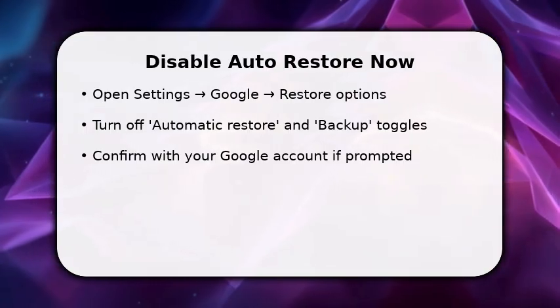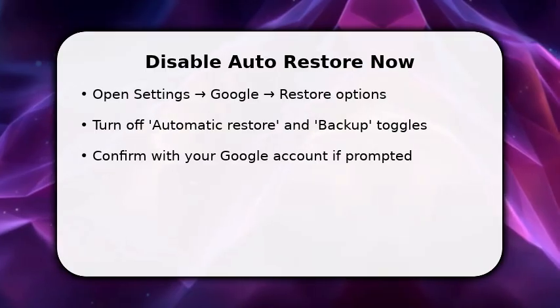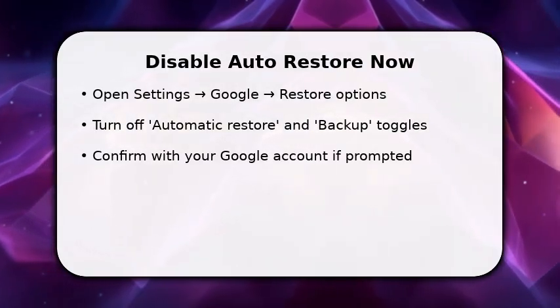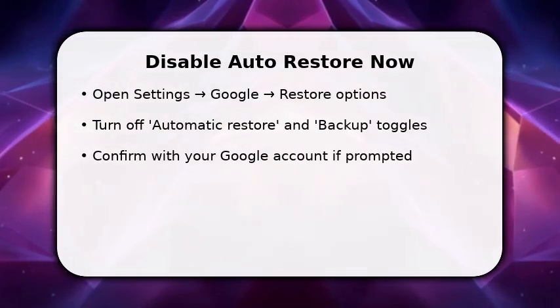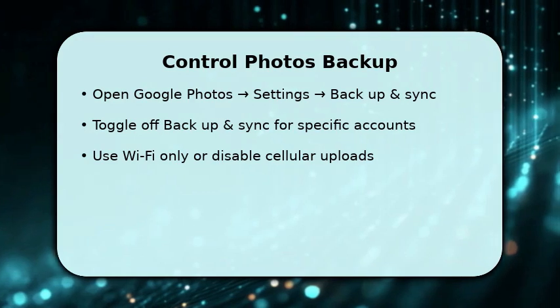Once done, make sure you sign out of any secondary Google accounts that might re-enable restoring. You'll want to leave local backups intact if you rely on them, but this step stops the automatic cloud restore flow immediately. Next, take control of photo syncing so items don't return later.